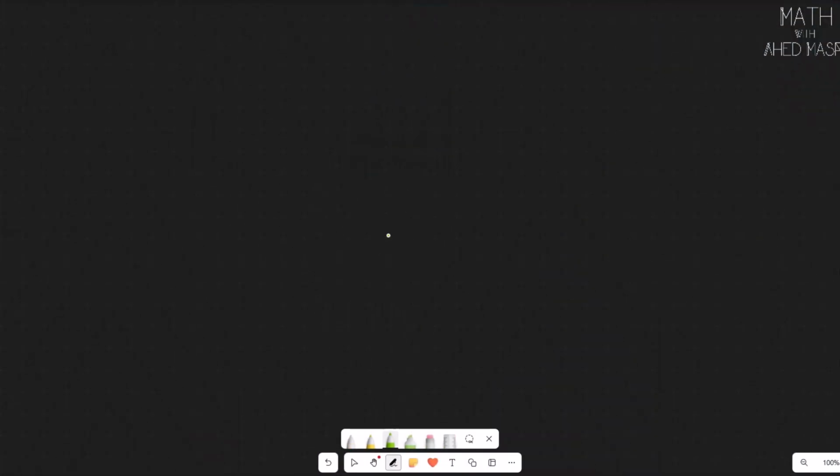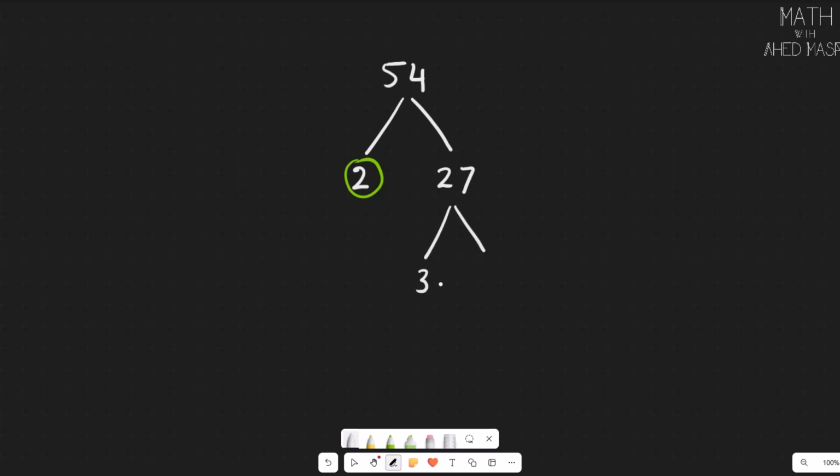Let's take another example, 54. If a number ends with an even digit like 0, 2, 4, 6, or 8, that means it is divisible by 2. So I can say that 2 times something equals 54. Now, if you don't know what it is, you can do the long division to find the answer, which in this case is 27. Okay, 2 here is a prime number, so I can leave it. And then 27, I know it is what? 3 times 9. Okay, 3 here is prime, I circle it and move on with the 9.